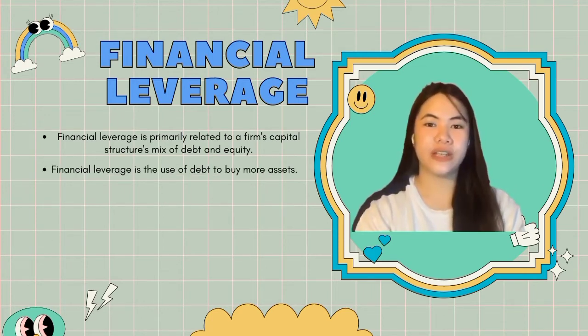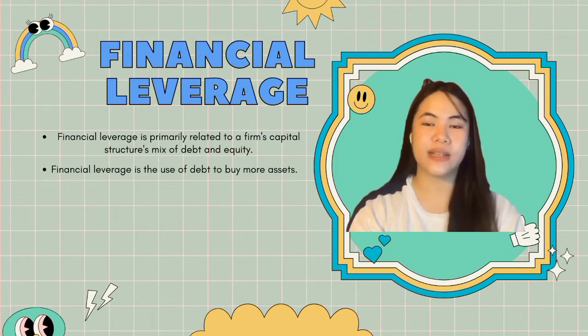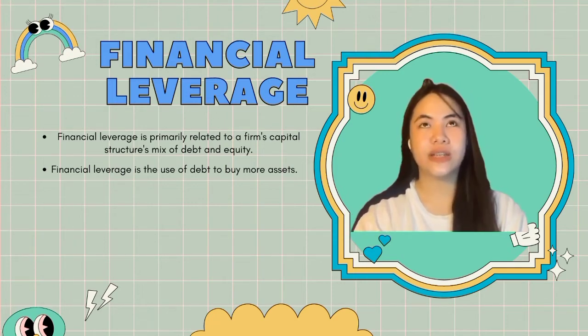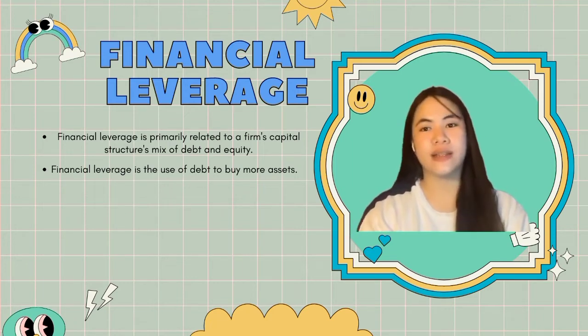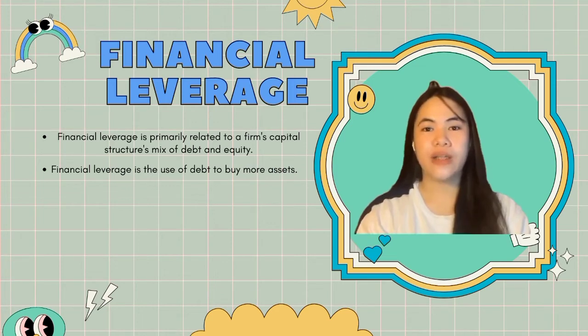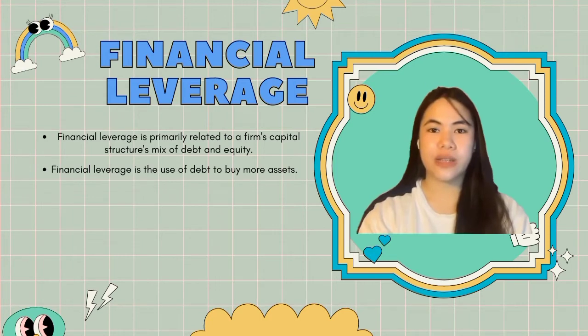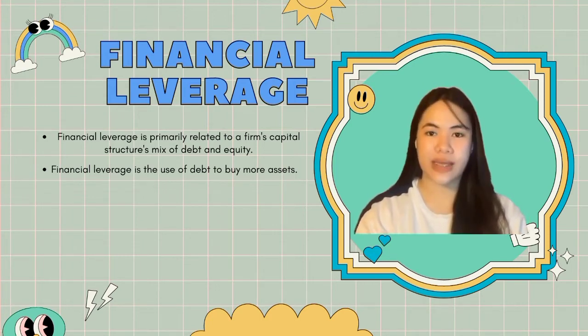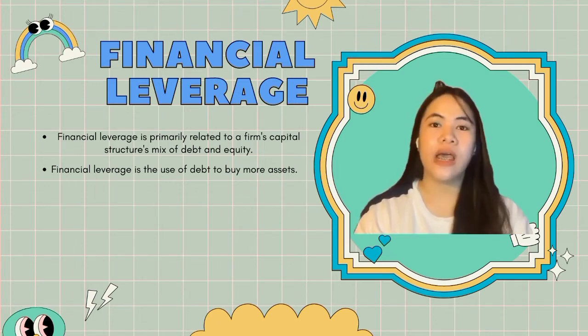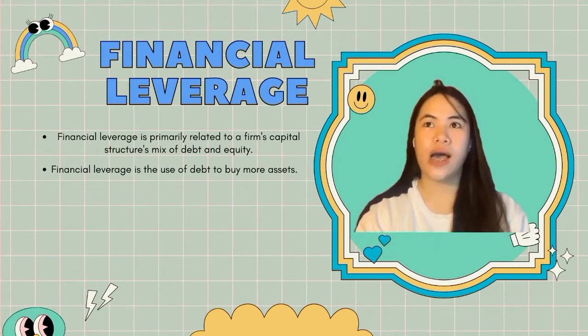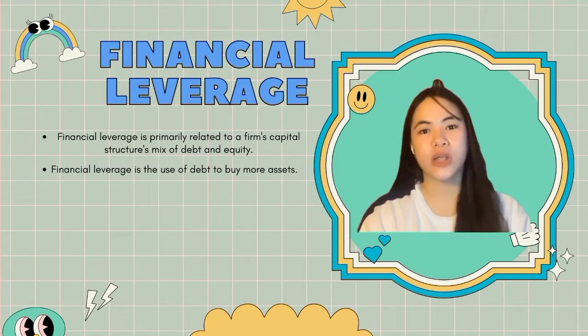Financial leverage is the use of debt to buy more assets. So, financial leverage is the strategic endeavor of borrowing money to invest in assets. The goal is to have the return on those assets exceed the cost of the borrowed funds being paid for those assets. The goal of financial leverage is to increase profit without requiring the use of additional personal capital.